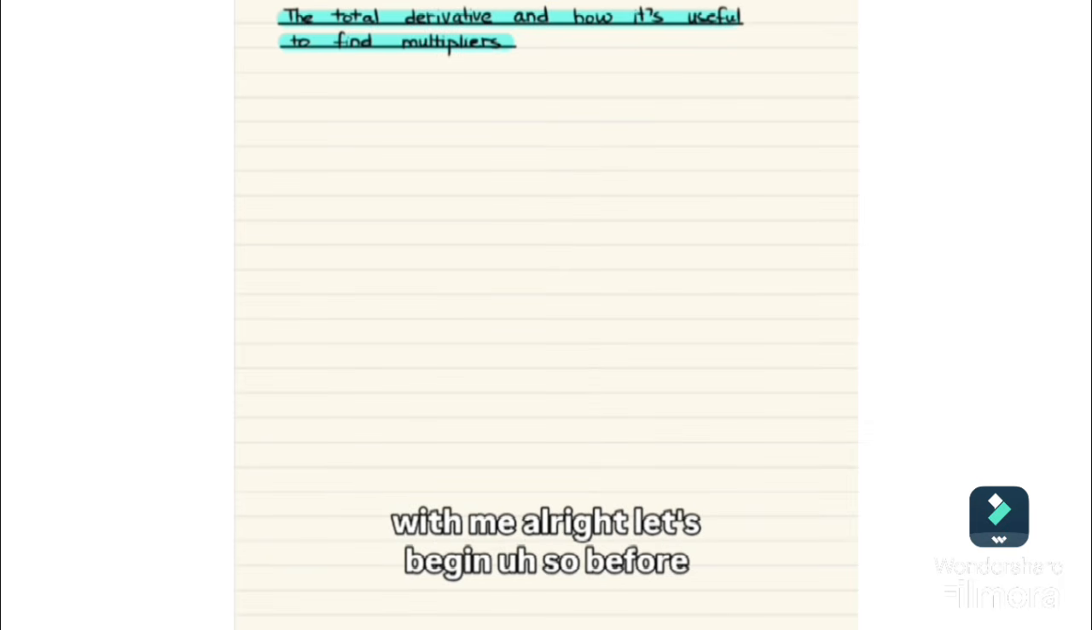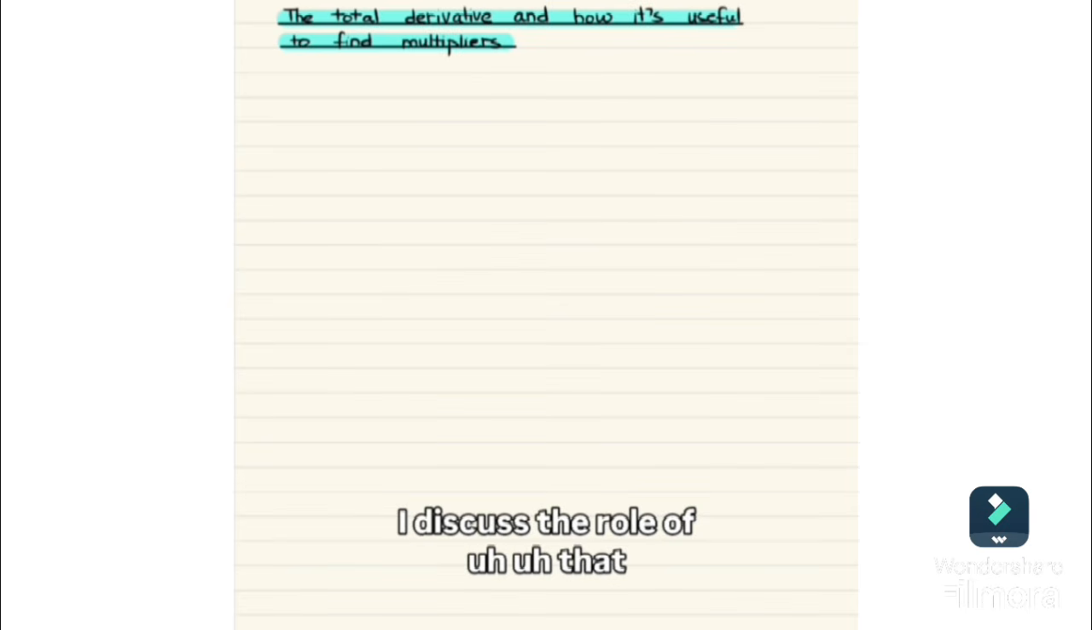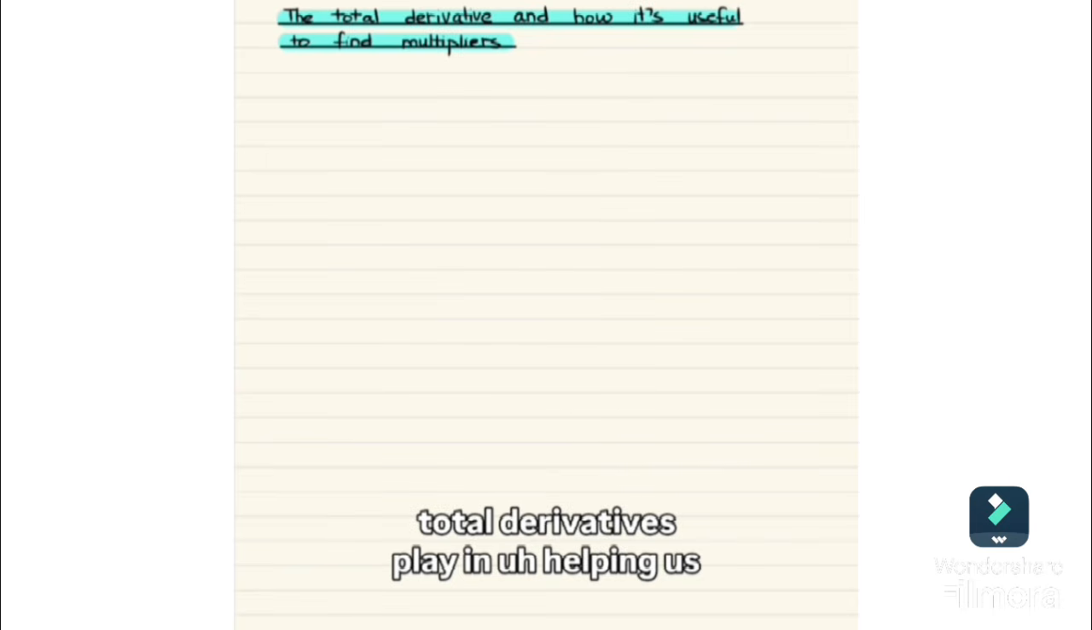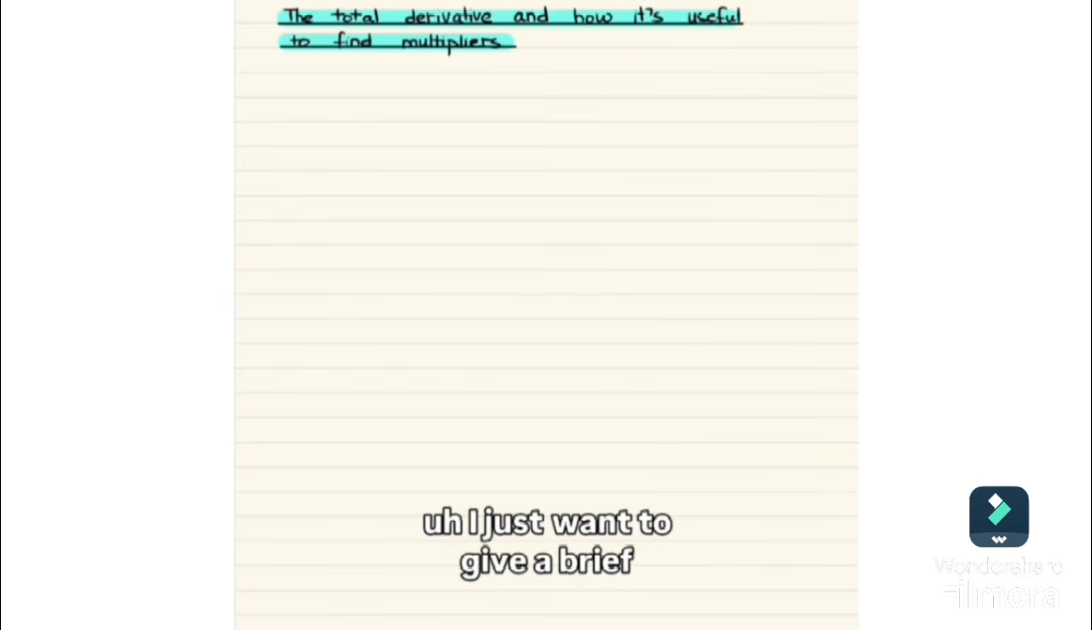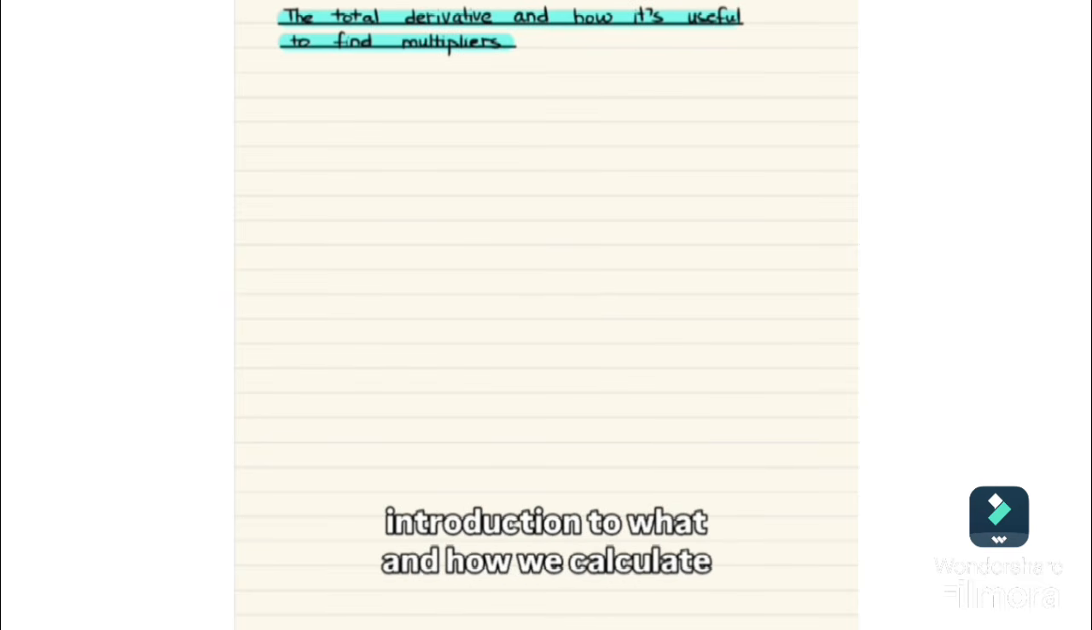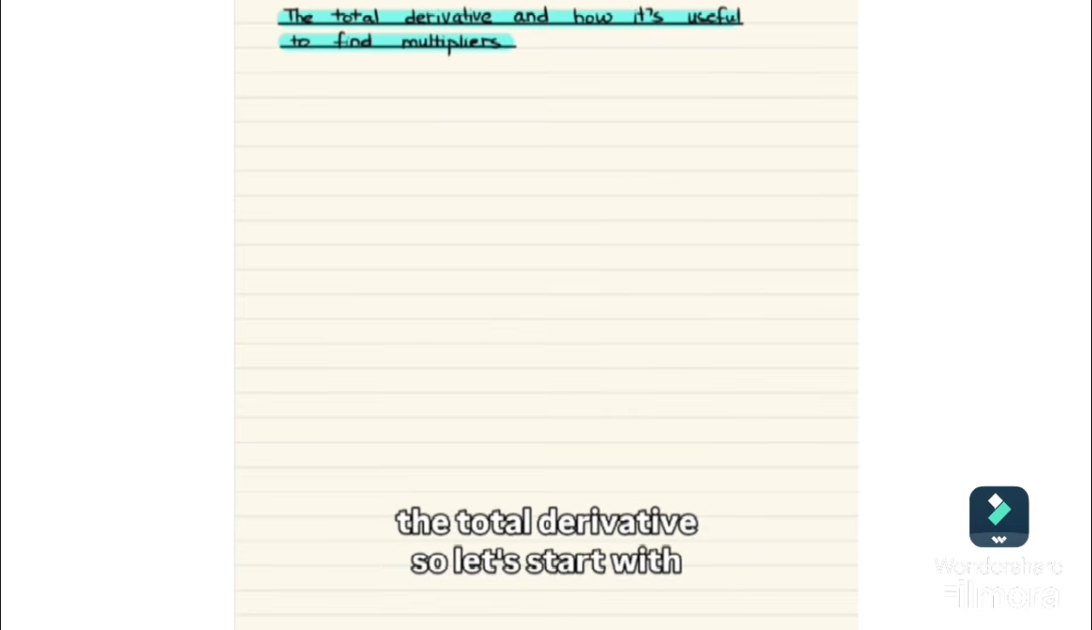All right, let's begin. Before I discuss the role that total derivatives play in helping us find multipliers in the IS-LM framework, I just want to give a brief introduction to what the total derivative is and how we calculate it. So let's start with a simple example.